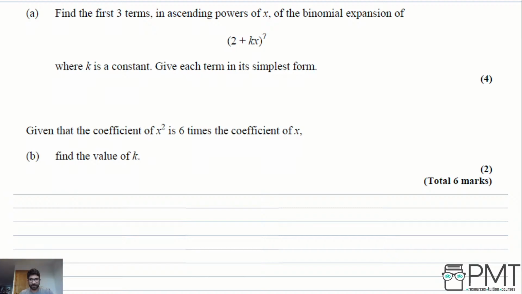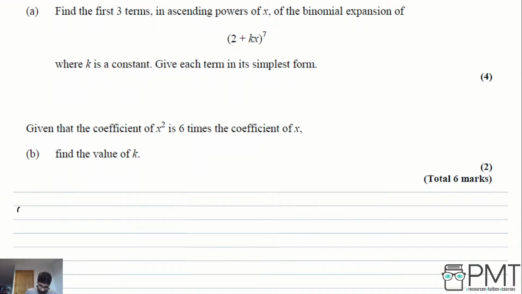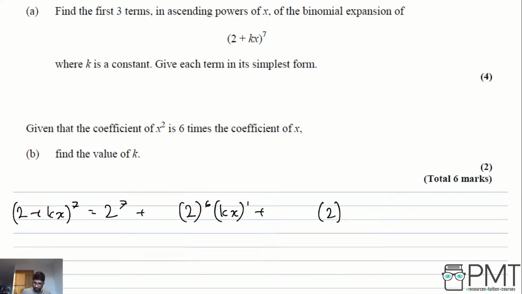Well, I'll solve this one. So part A, let's expand. I will start with (2 plus kx) to the 7. This is going to be 2 to the 7, and then we add 2 to the 6, kx to the 1, plus 2 to the 5, kx squared. That's the first 3 terms. We just need to stop there. Remember to add the coefficients. We have nC1, n is 7, so 7C1 and 7C2.